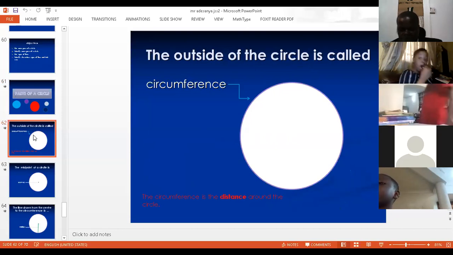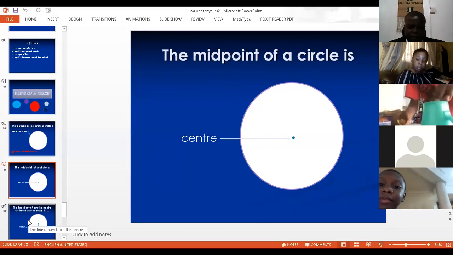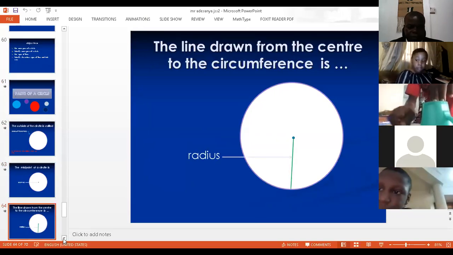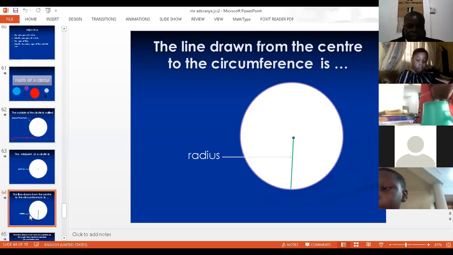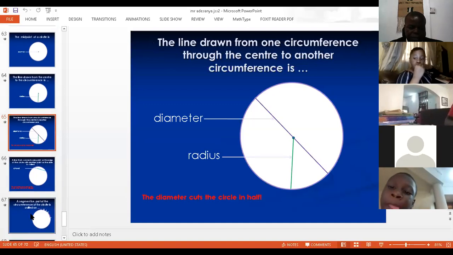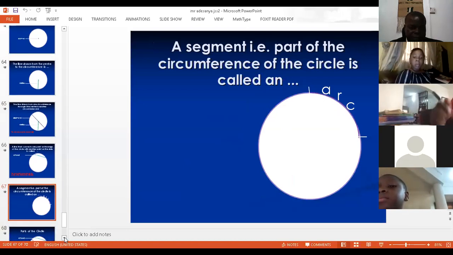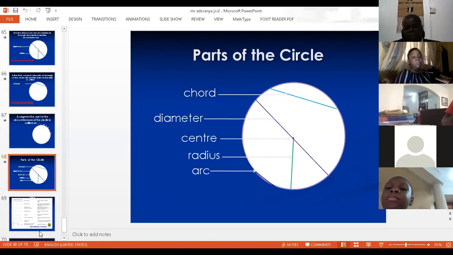This is circumference. The next picture is the center. The next one is the radius. Next is the diameter and radius. And next is the arc. And this is generally, yes, you are drawing, you are drawing.